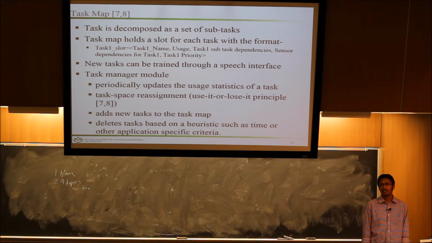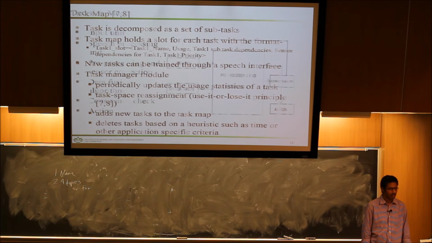The task manager is an entity which controls our task map, and it updates the usage statistics of each of the tasks. It does a task-based reassignment, again depending upon the application-specific heuristic. When a particular task is not used, it can disable and finally delete the task. Another thing is that since we're using speech as a front end, we can even train new tasks into the system and add new tasks to the task map.